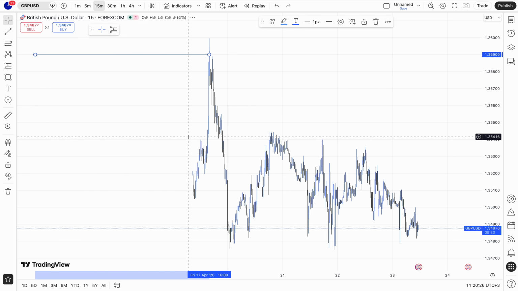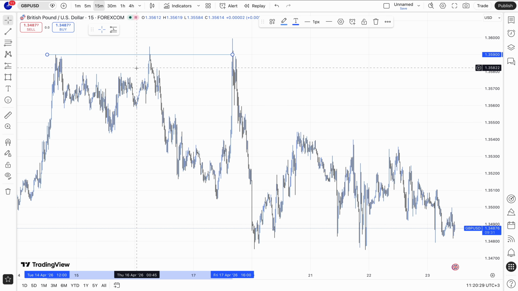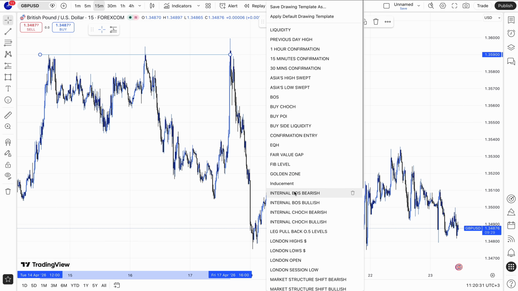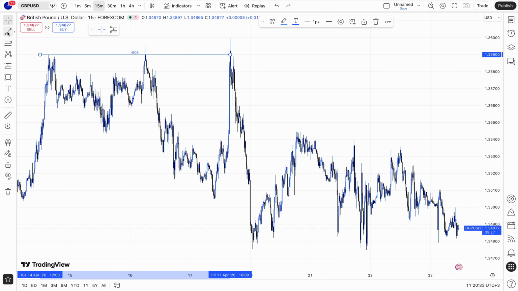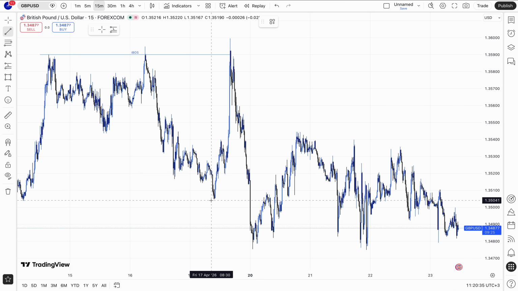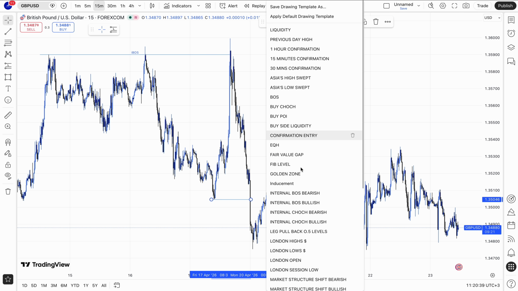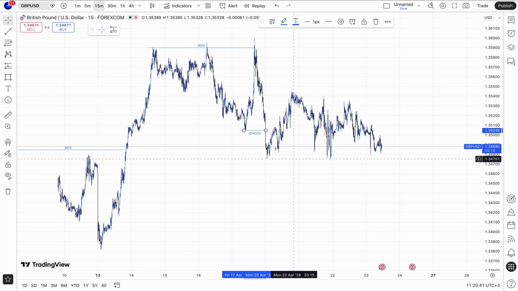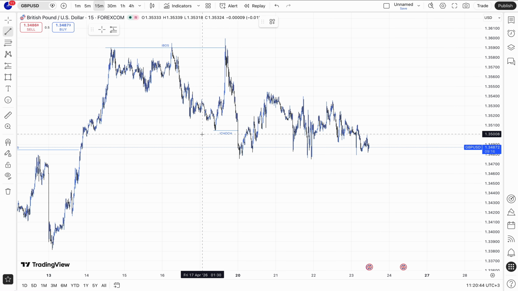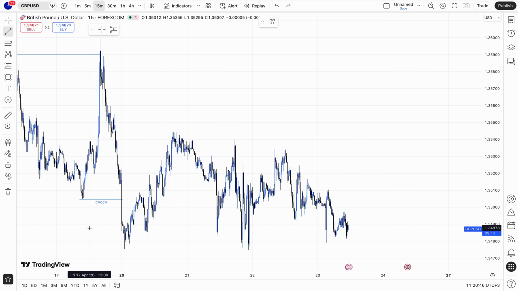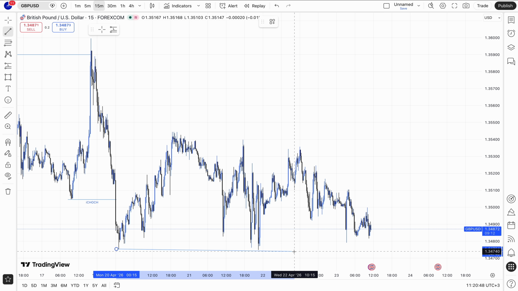But if you go down to 15 minutes, you understand that this was our break of structure to the upside. Then you had a change of character to the downside, continuation to the downside. Then from here, we're expecting the price to come and break below this with a candle close.